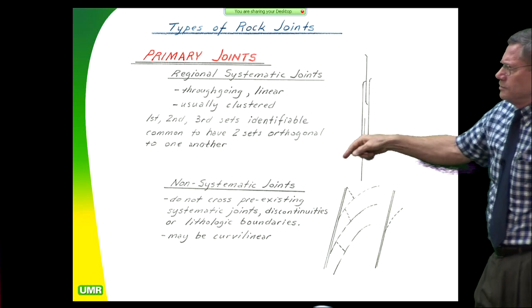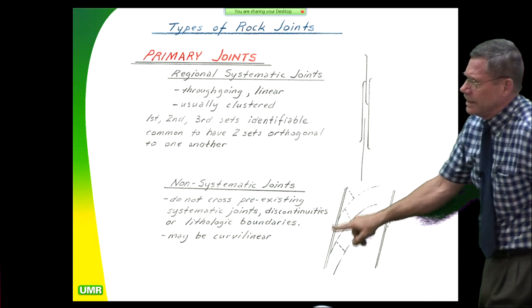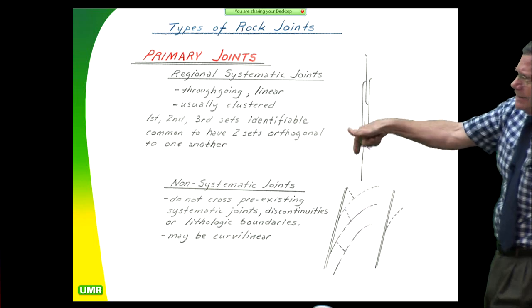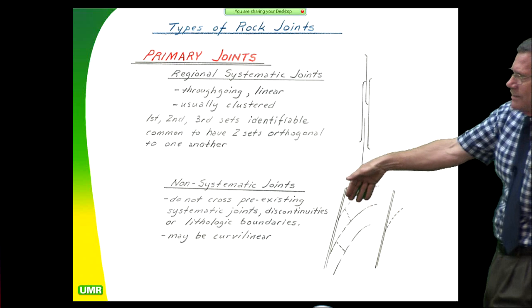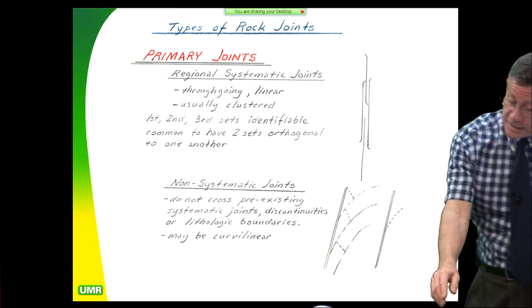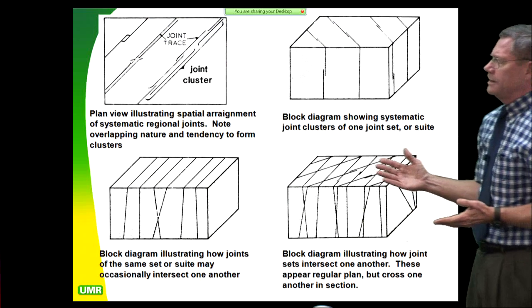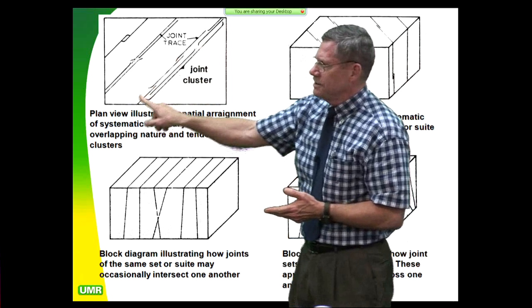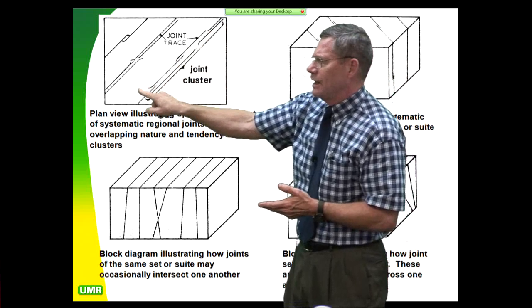So non-systematic joints are the problem because they're curvilinear. And these are the ones that get the unfavorable geometry on you. And so if you're loading them like this, and you got 45 minus phi over 2 geometry, guess what happens? This thing just slides out on you. Ouch. So that's the stuff you got to be real careful about and watch. So when you go out there and you look at these joint systems, you're looking for clusters. Joint clusters, the material in here is going to rot out, as we talked about in Chapter 3 on weathering.